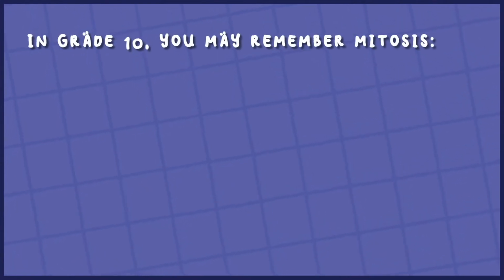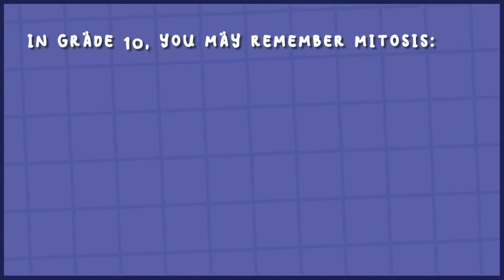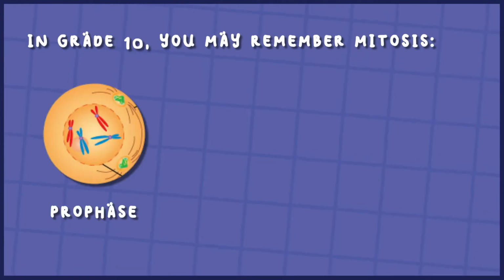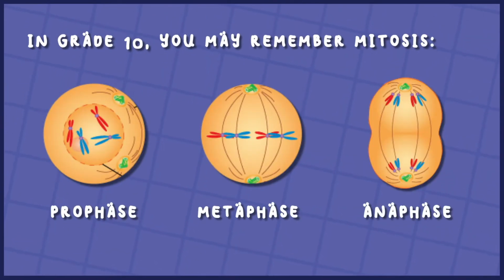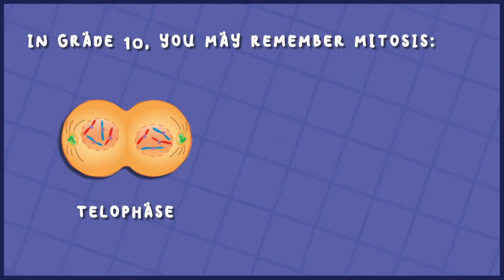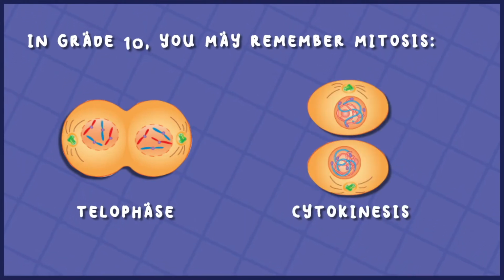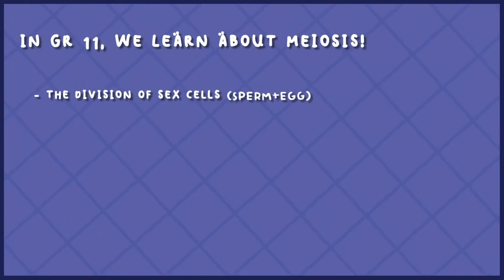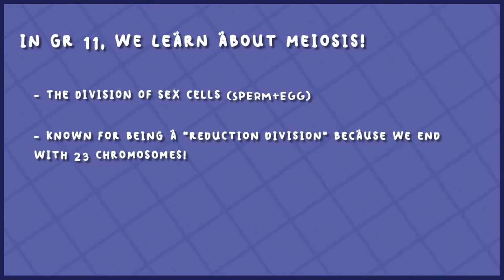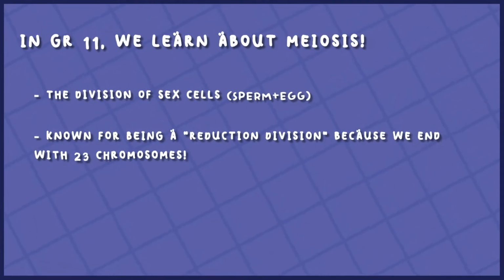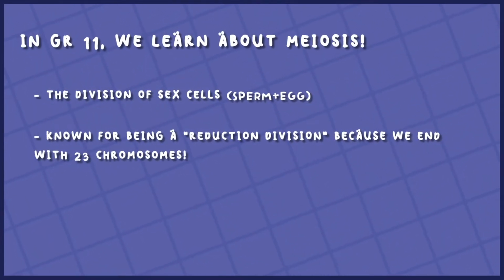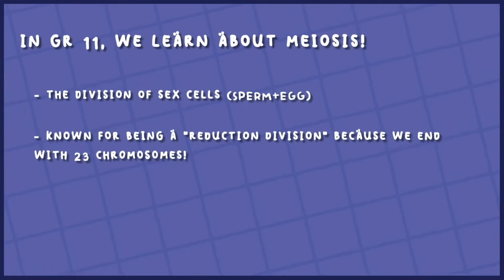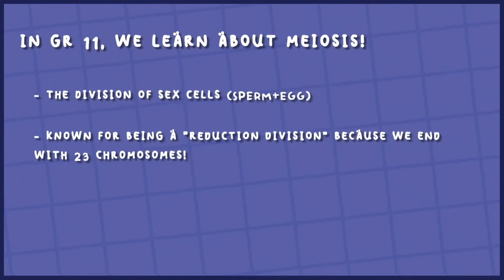Genetics. Now in grade 10, you may remember mitosis, or cell division, where cells undergo 5 phases of division: prophase, metaphase, anaphase, telophase, aka PMAT, and cytokinesis. In grade 11, we touch on meiosis, the division of sex cells or gametes. Meiosis is known for being a reduction division, as you start with 46 chromosomes and end with 23 in the egg and sperm, as opposed to mitosis where you end with 46 chromosomes.